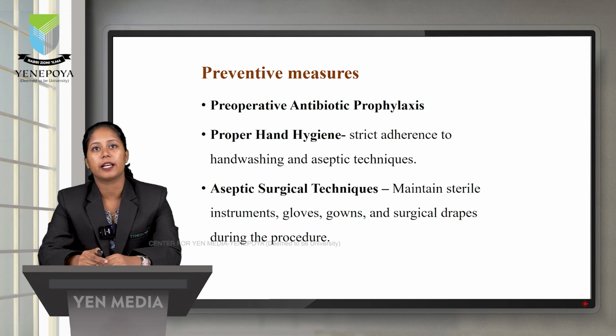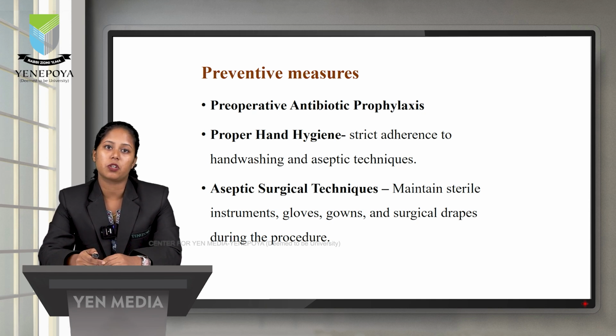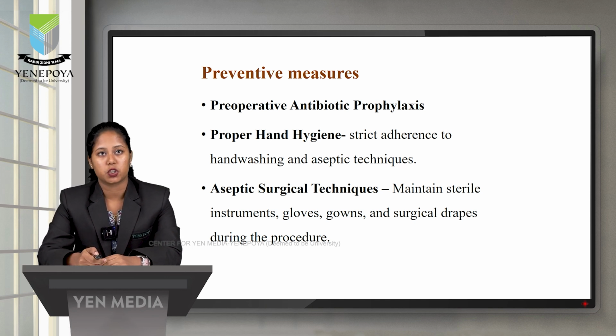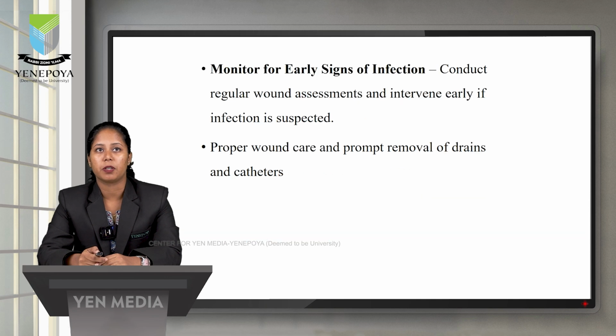Second one is proper hand hygiene, strict adherence to hand washing and aseptic technique. During the procedure, that is intraoperative, stick to the aseptic technique, and always perform hand wash or hand hygiene whenever you are doing any procedure. Third one is aseptic surgical technique. Maintain sterile instruments, gloves, gowns, and surgical drapes during the procedure, so that you are not giving any chances for infection. So these are some of the preventive measures.